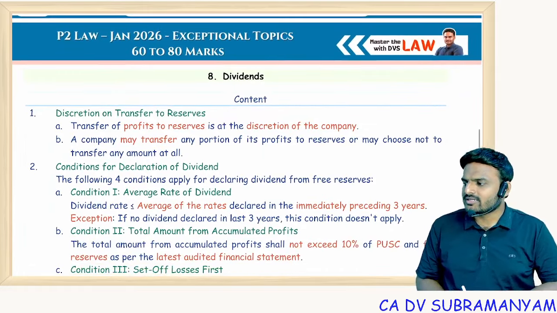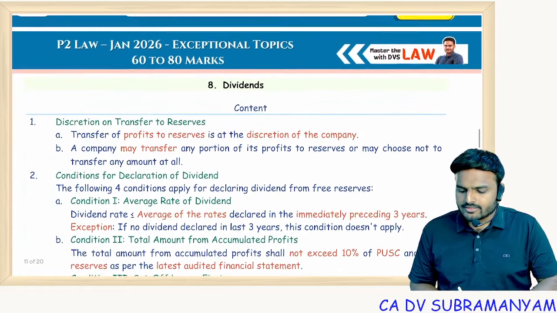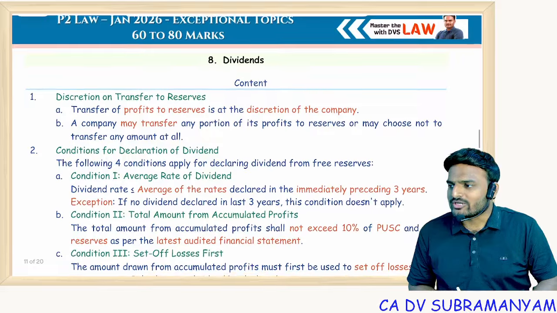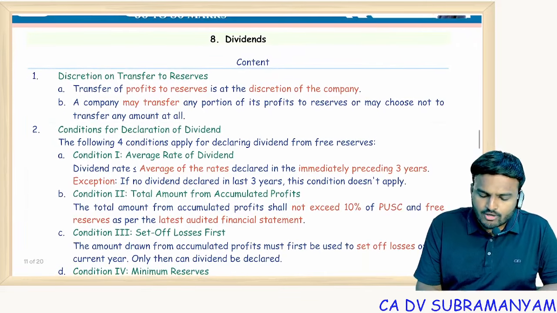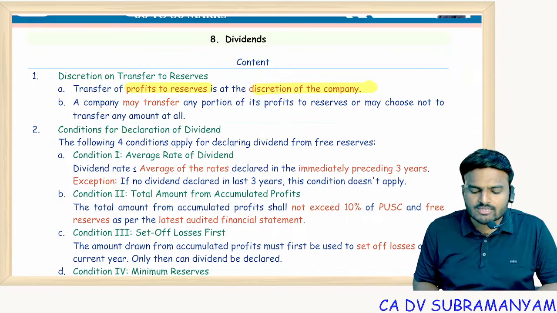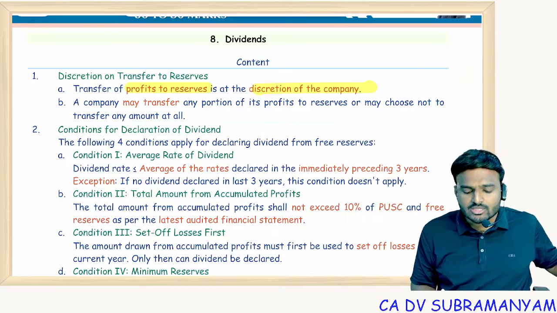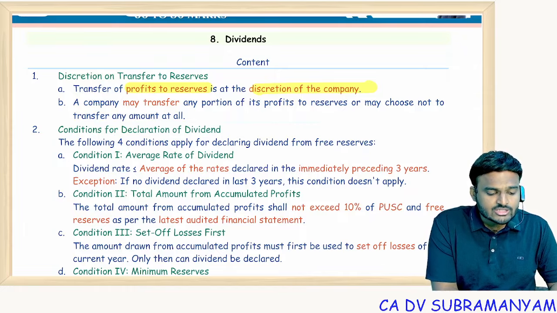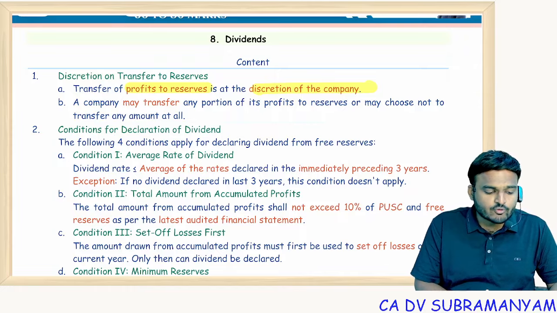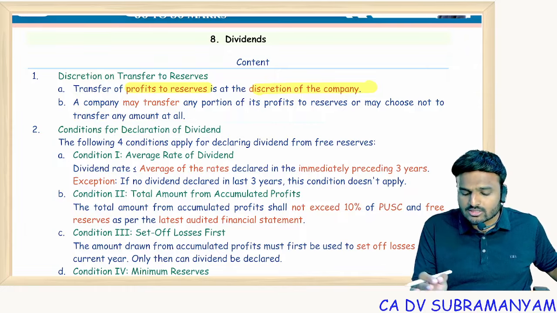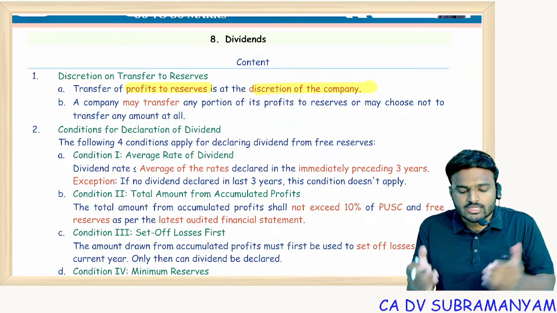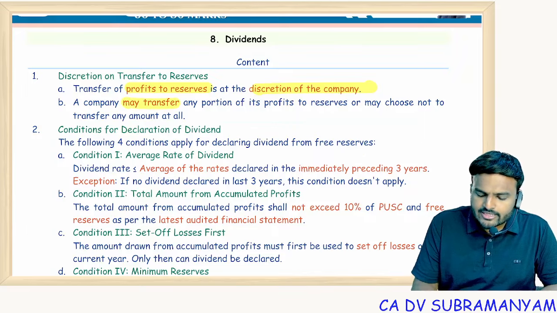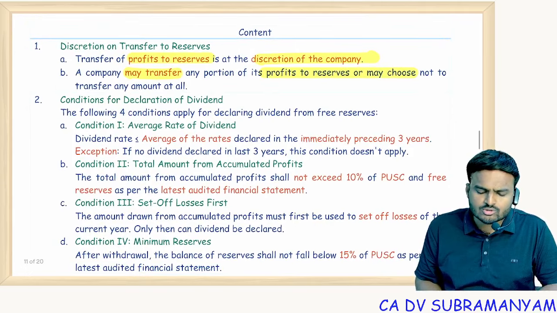Next, dividends. So we completed half of this document. Okay, so dividends, transfer of profits to the reserves is at the discretion of the company. There is no condition on the company to transfer a certain portion of profits to the reserves before declaration of dividends. It is completely at the discretion of the company. The company may transfer any portion of profits to the reserves or may choose not to transfer any amount at all.